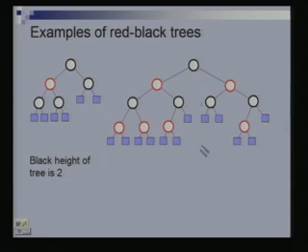What is the black height of this tree? 2. I take any external node and I look at how many ancestors are black, and you will see that it is 2 ancestors which are black, right. And this is true for every external node. If I look at this, it also has 2 black ancestors, this also has 2 black ancestors, and so on, right. So, this also has a black height of 2.